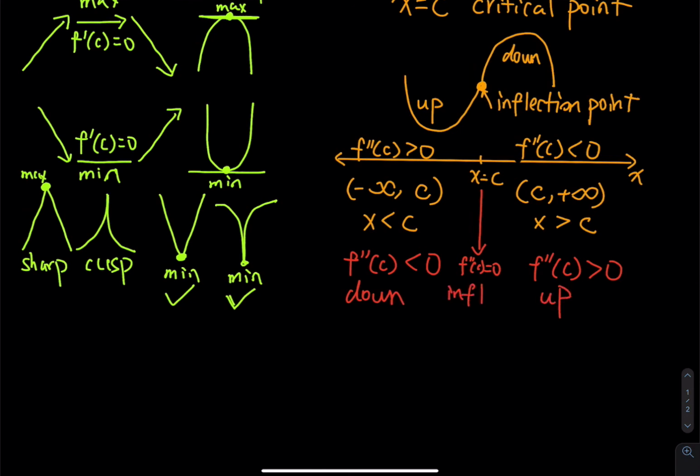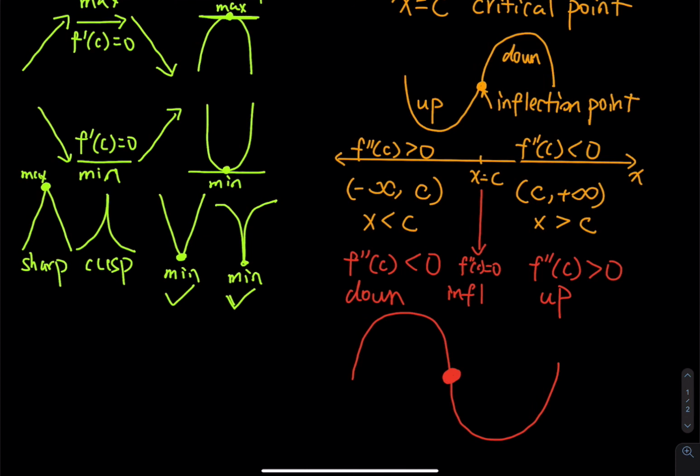First we start with a concave down, and then at x equals c, we have an inflection point, and then when x is greater than c, we have a concave up. So this is going from down to up. And at this point, the big red point right there, x equals c, we call that an inflection point.